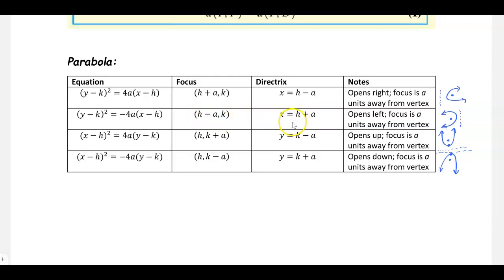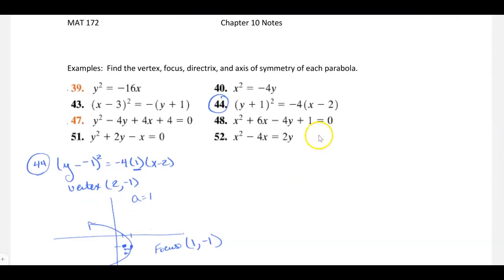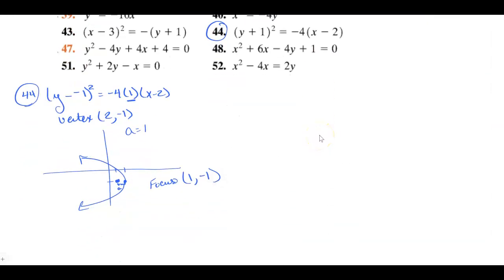Now to find the directrix, remember this is going to be a vertical line, right? Because it opens to the left, and the directrix cannot cross the vertex or the parabola anywhere. So we're going to move to the right 1. So if we go back to our little picture here, I'm going to move A units this way, which is 1. So if I move 1 unit and I draw that line, that's going to be the line x = 3.